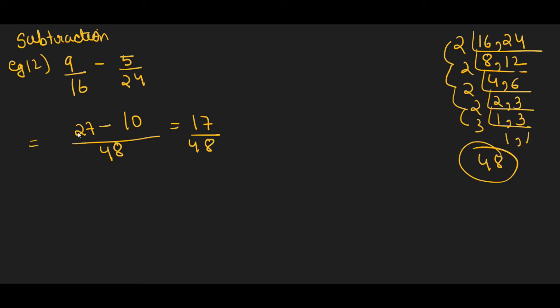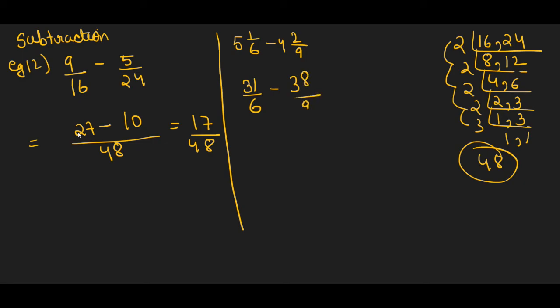Another example, children, you have 5 1 by 6 minus 4 2 by 9. First convert them into improper fractions. 5 6s are 30, 31 upon 6 minus 4 9s are 36 plus 2, 38 upon 9.